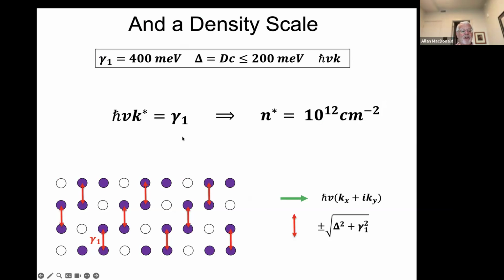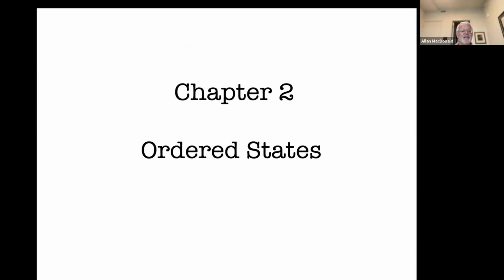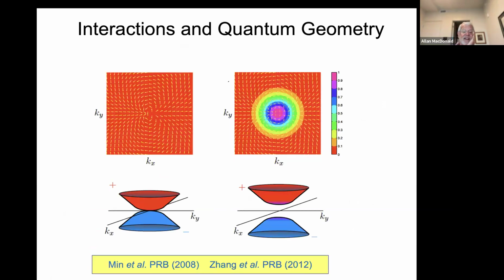So what I've talked about so far with energy scales: if you change the density so that the hybridization within the layer is comparable to the other energy scales, that explains the density at which all of these phenomena occur. So that's the backdrop of all of the ordered states that occur in this system. And now I want to comment on some aspects that I think are important in these ordered states.